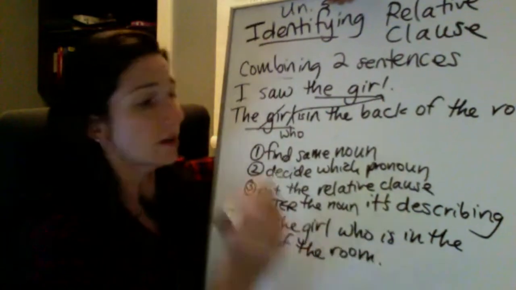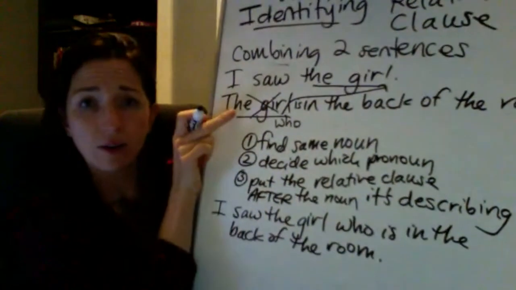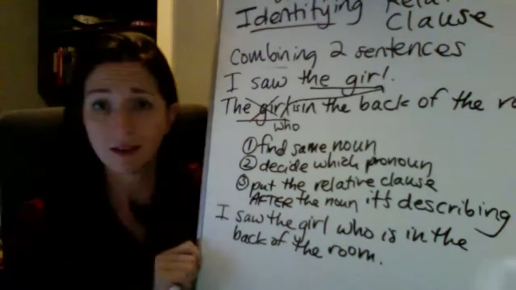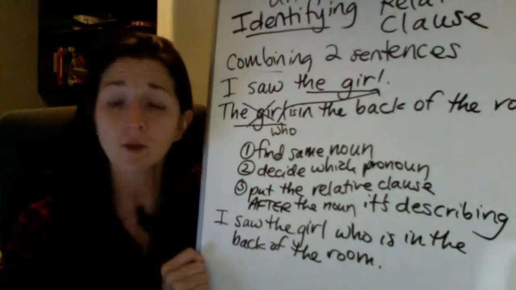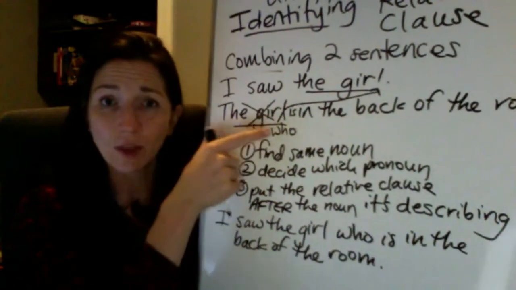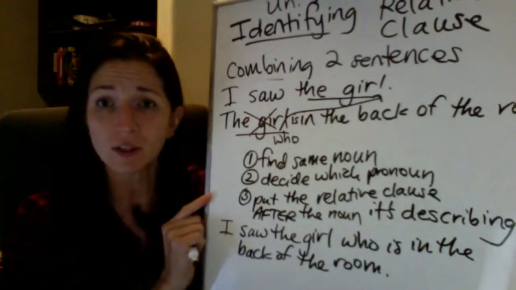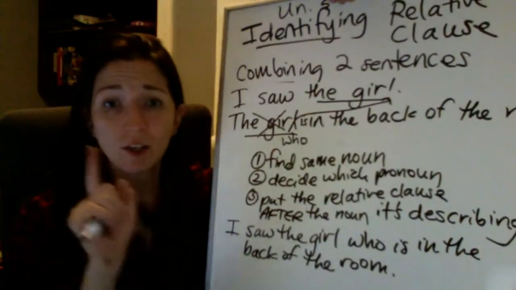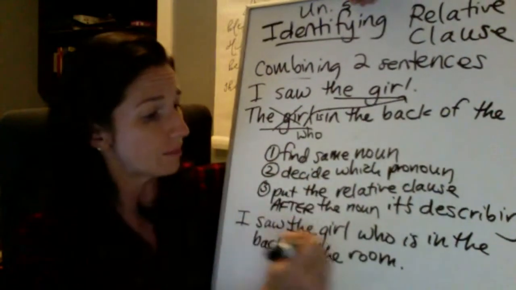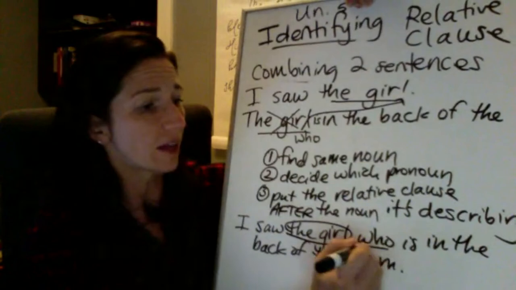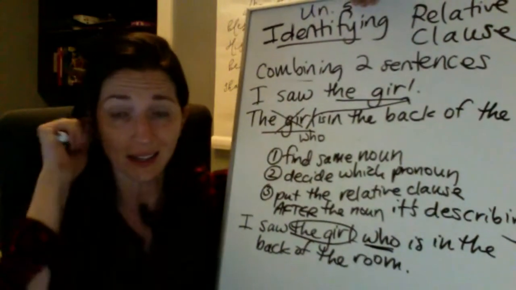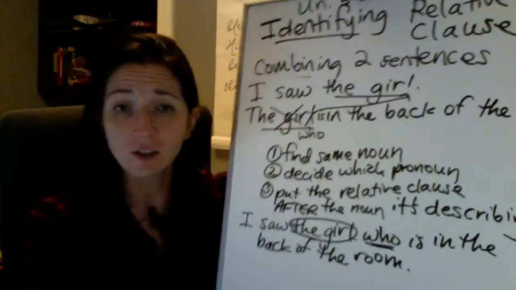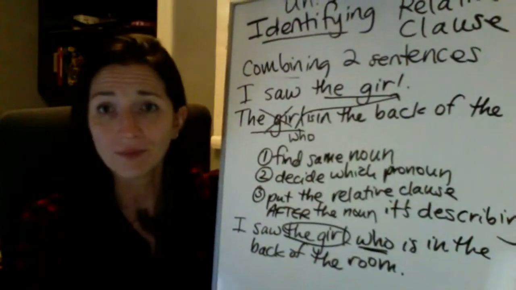Be sure to eliminate this noun. Do not repeat it. We don't need to say who the girl is. We're replacing it with the pronoun who. Pronouns replace nouns, so we should only see the noun one time. We should see the relative pronoun, and then a clause or a sentence after, describing which girl. Which girl? I hope that helps.